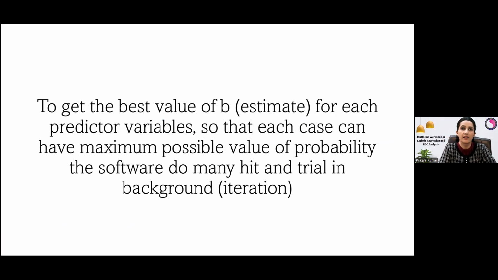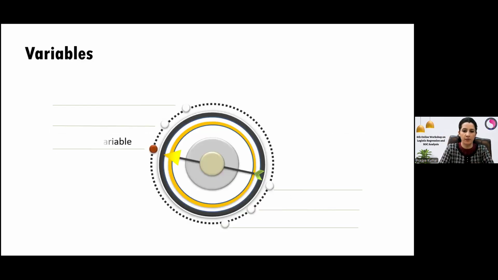So to get the best value of b, which is the estimate for each predictor variable, so that each case can have the maximum possible value of a probability, the software does it, like many of you have said, in multiple iterations. It calculates these probabilities. So that was regarding the basics. We'll see all these concepts in Jamovi. There you can actually see this probability, and based on that, how to assign the group membership.